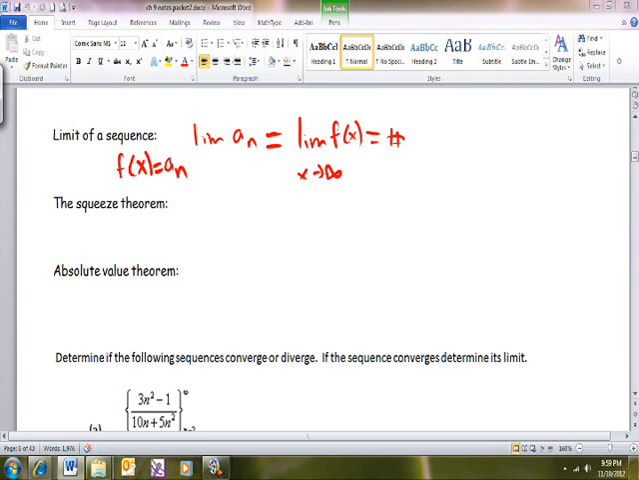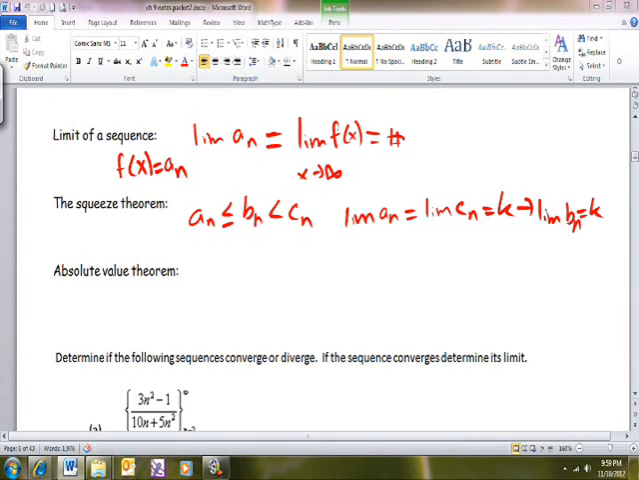Squeeze theorem is kind of a tricky one. You don't use it very often, but it basically says that if you've got some a sub n, which is smaller than b sub n, which is smaller than c sub n, and the limit of a sub n equals the limit of c sub n, and we'll say that they equal k, that would imply that the limit of b sub n, the one that's in the middle, will also equal k.